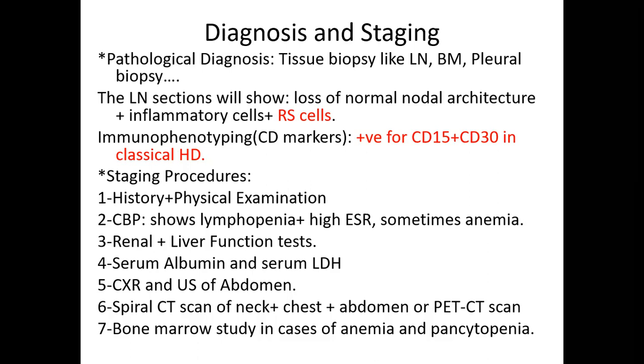Now we use a better radiological study, which is the spiral CT scan of the neck or chest and abdomen, or we use a PET CT scan, which can discover small areas of involvement that cannot be discovered by the usual radiology. Bone marrow study is not routinely done unless the patient is having anemia or pancytopenia, or the patient is enrolled in a new drug trial.